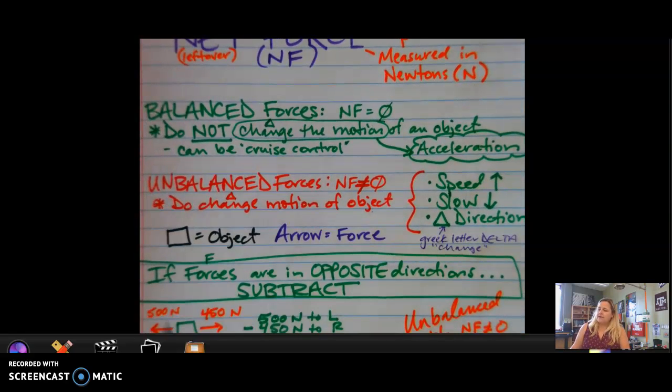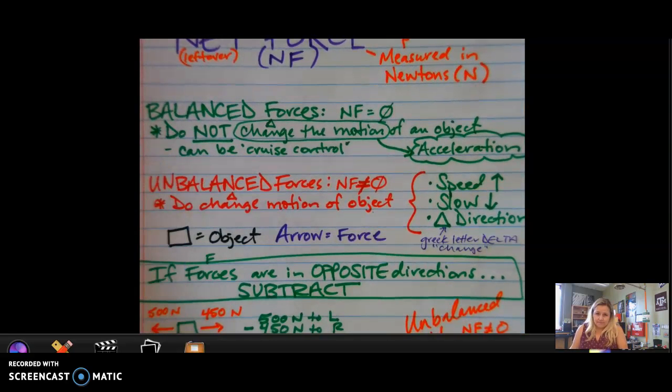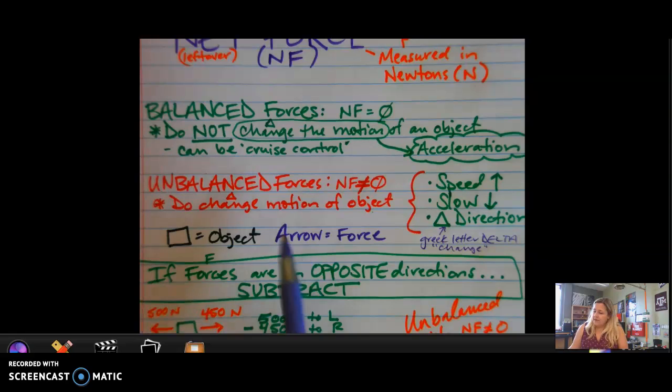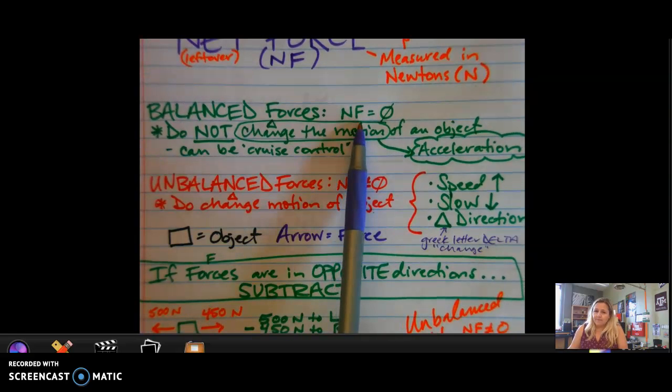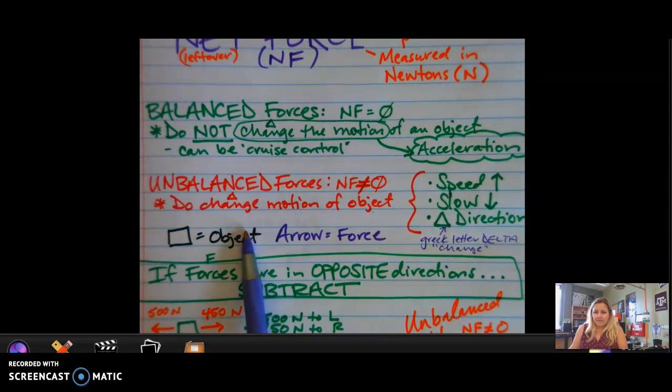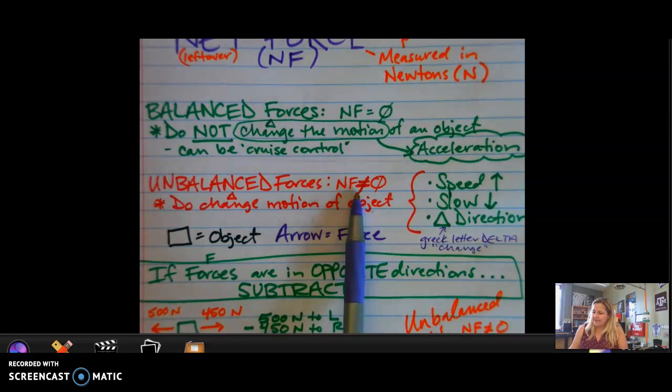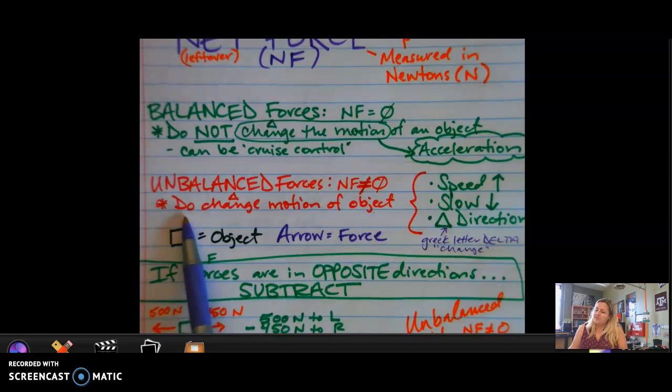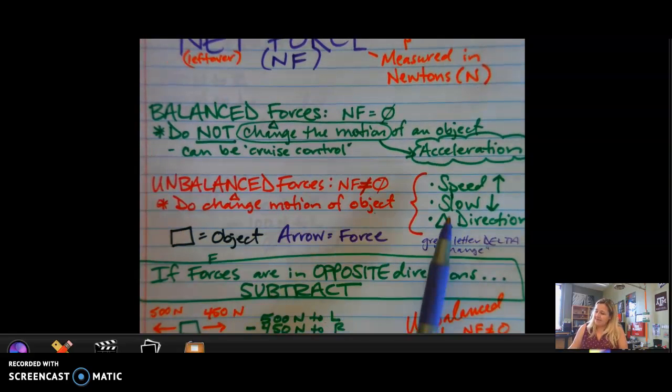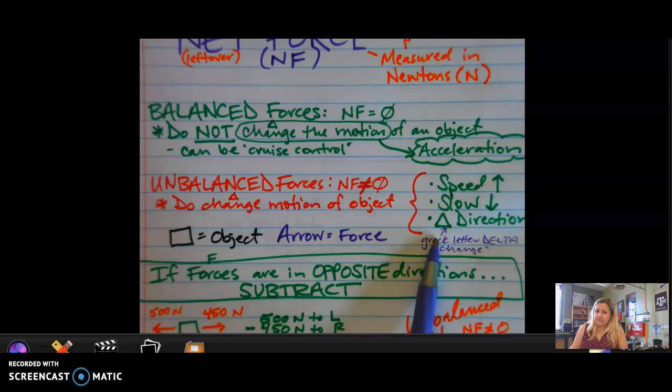All right. Now to look at unbalanced compared to balanced, it's pretty much the exact opposite. If balanced forces, the net force equals 0, and unbalanced forces, the net force does not equal 0. That's what that means. It's an equal sign with a slash through it. It means does not equal. Okay, so any other number besides 0 is going to be unbalanced. And these do change the motion of an object. So any of these here, speed up, slow down, change direction, will cause an unbalanced force.